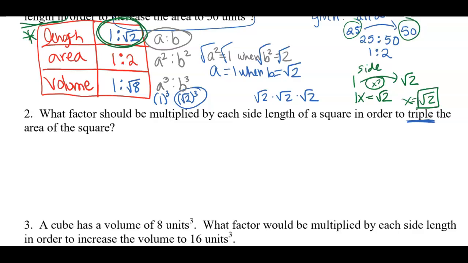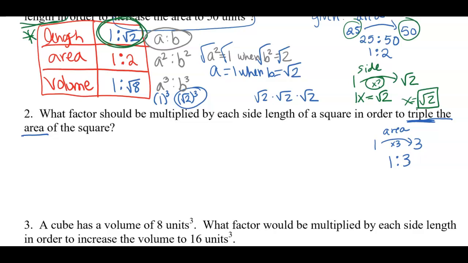Triple the area. So what is being multiplied by each side length in order to triple the area? Triple the area is what we know is happening. We don't know exactly what numbers, so I'm just going to start with 1, which is tripling, meaning multiplied by 3, so the ratio is something like 1 to 3.